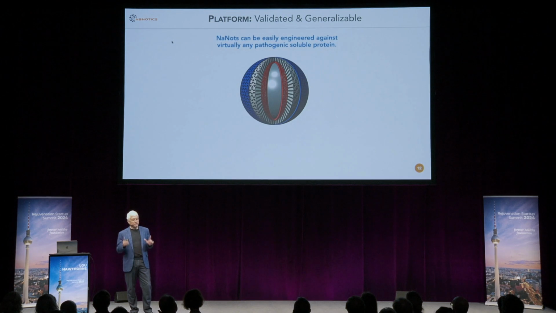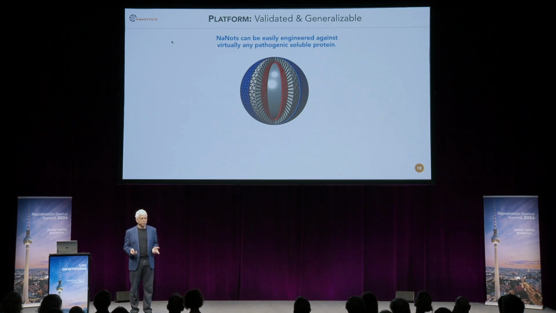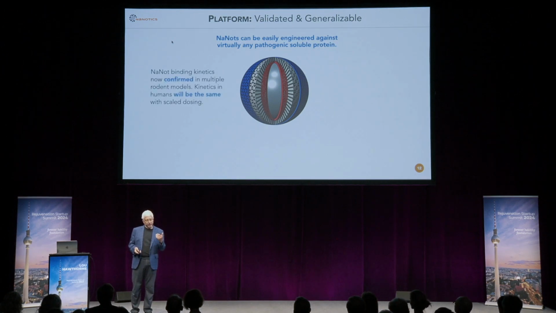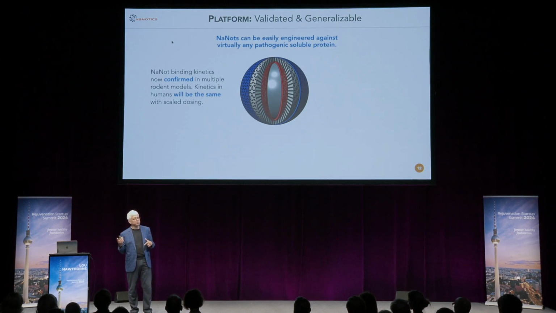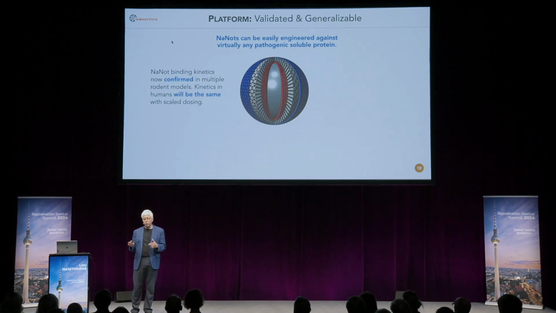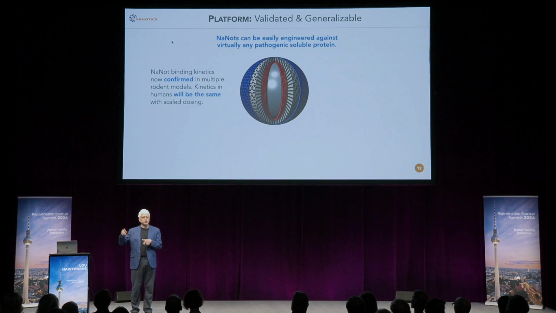So this platform, even though we're preclinical, the platform is already validated and generalizable. We can engineer NaNots against virtually any pathogenic soluble protein. And again, although we're preclinical, the binding kinetics are now confirmed in multiple rodent models. The kinetics are not going to be different in humans. Humans are just a larger volume of blood. You have to choose your targets right to get the efficacy you want, but the kinetics are the same as you scale up the dosing.